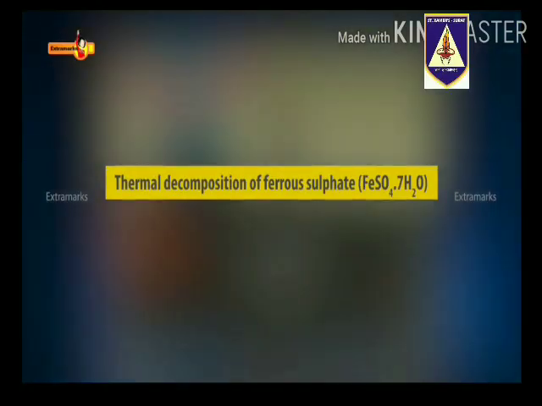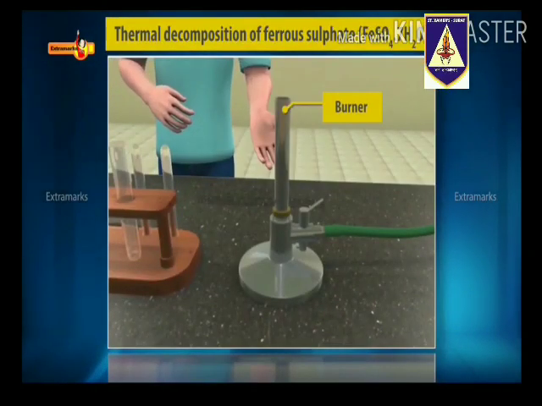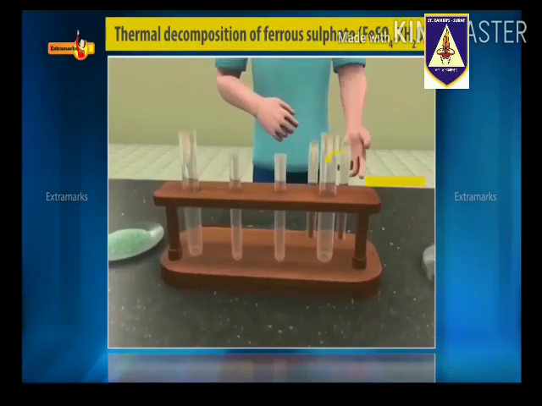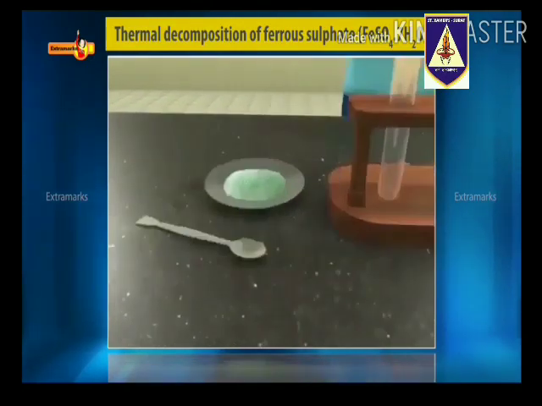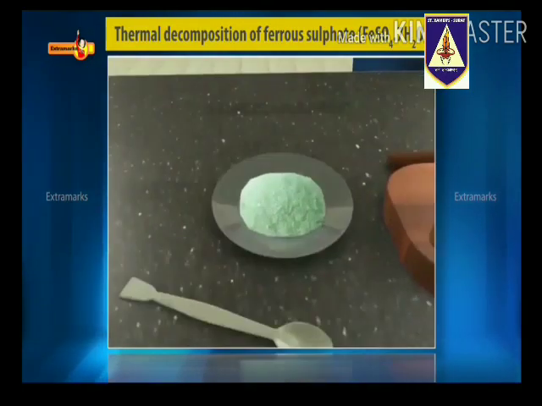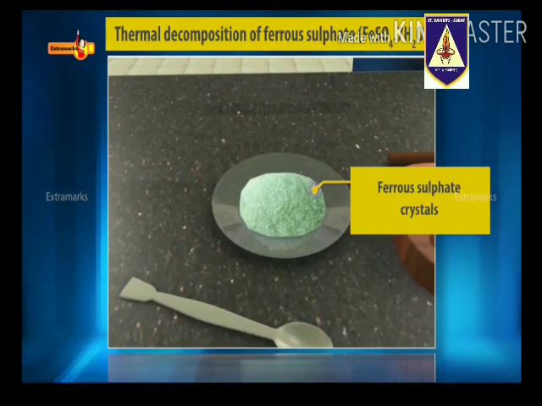Let's begin with the decomposition of ferrous sulfate, for which we require a burner, boiling tube, spatula, and ferrous sulfate crystals.